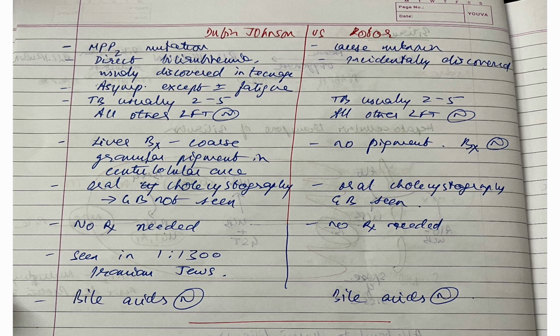The liver biopsy in Dubin-Johnson syndrome shows coarse granular pigment in the centrilobular area, while there is no such pigment in Rotor syndrome and the biopsy is normal. On oral cholecystography in Dubin-Johnson's, the gallbladder is not seen. Well, the gallbladder is seen for Rotor syndrome. No treatment is needed for either of them. Dubin-Johnson is seen mostly in Iranian Jews, 1 in 1,300. Bile acids in both cases are normal.